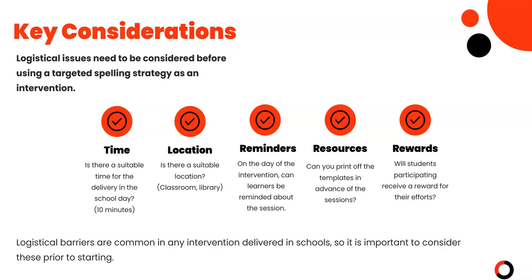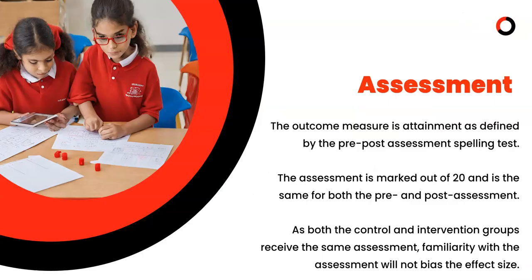So logistical barriers are common in any intervention delivered in schools, so it's just important to consider these prior to starting. And finally, moving on to the assessment. The outcome measure is attainment as defined by the pre and post spelling test. The assessment is marked out of 20 and is the same for both the pre and the post.